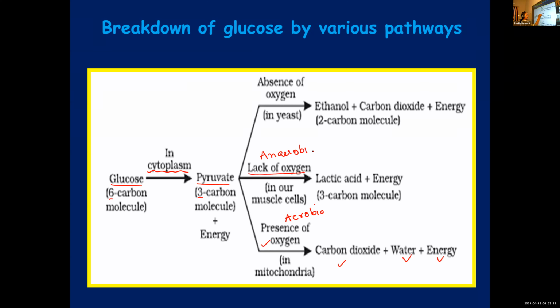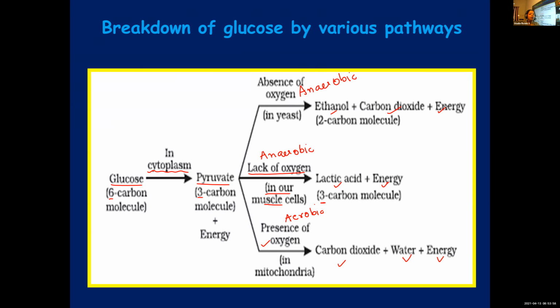When it is taking place in human muscle cells, it forms lactic acid and energy. Lactic acid has 3 carbon atoms. Then, when anaerobic respiration is taking place in yeast cells, the products formed are ethanol, carbon dioxide, and energy. Okay, this we already learned. In the form of a flow chart, we didn't discuss, but the products formed we have already discussed. Hope you understood. So you should know what products are formed when anaerobic respiration takes place in yeast cells.